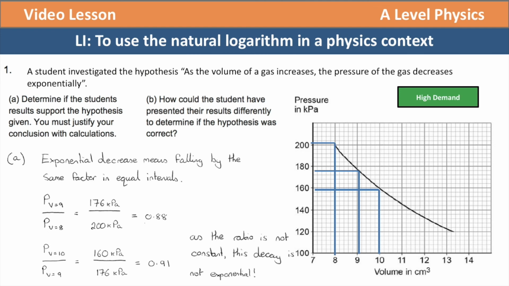Then part B said, how could the students have presented their results differently to determine if the hypothesis was correct? Well, the alternative way would have been plotting a graph of ln of p against the volume, and that would have had a straight line but with a negative gradient.